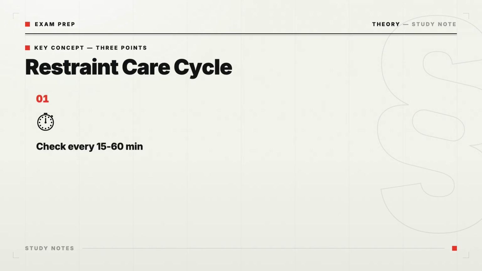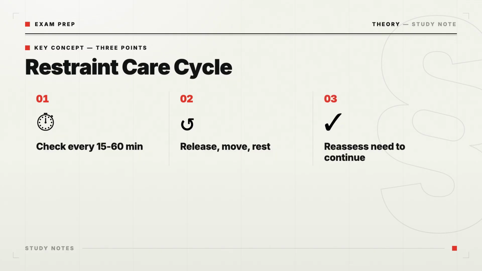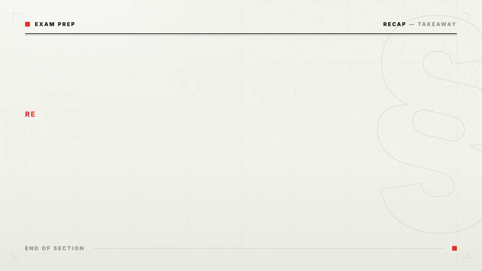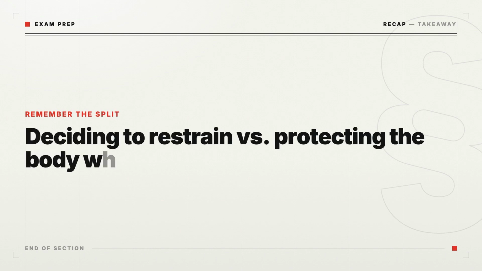Skin, circulation, and range of motion checks happen on a short repeating interval set by policy, often every 15 minutes to an hour, with periodic release built in so the limb can move and rest before the strap returns. Every reassessment is also a chance to remove the restraint the moment the danger has passed. Keep the cluster sorted. Alternatives come before restraint. But monitoring protects the body minute by minute once the straps are on.